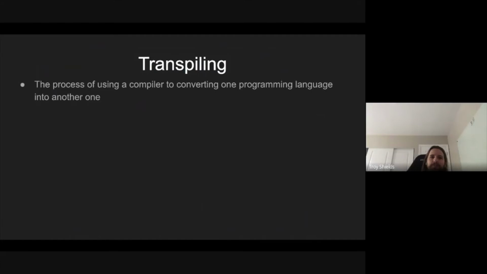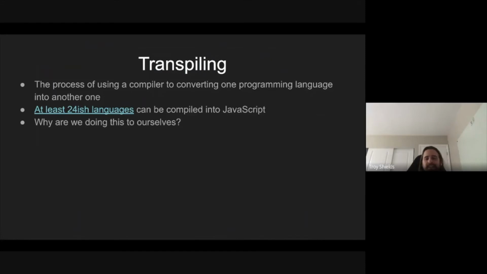So let's talk about transpiling. This is the process of using a compiler to convert from one programming language into another. There's at least 24 languages on a list I found that can be compiled into JavaScript. And I just have to ask, why are people doing this to themselves? It seems insane to be writing a compiler to convert from one language to JavaScript.